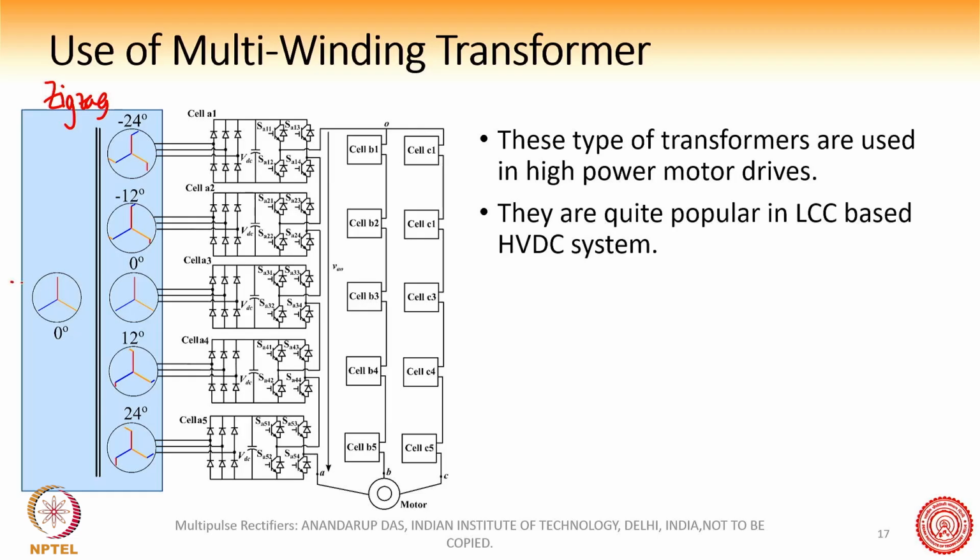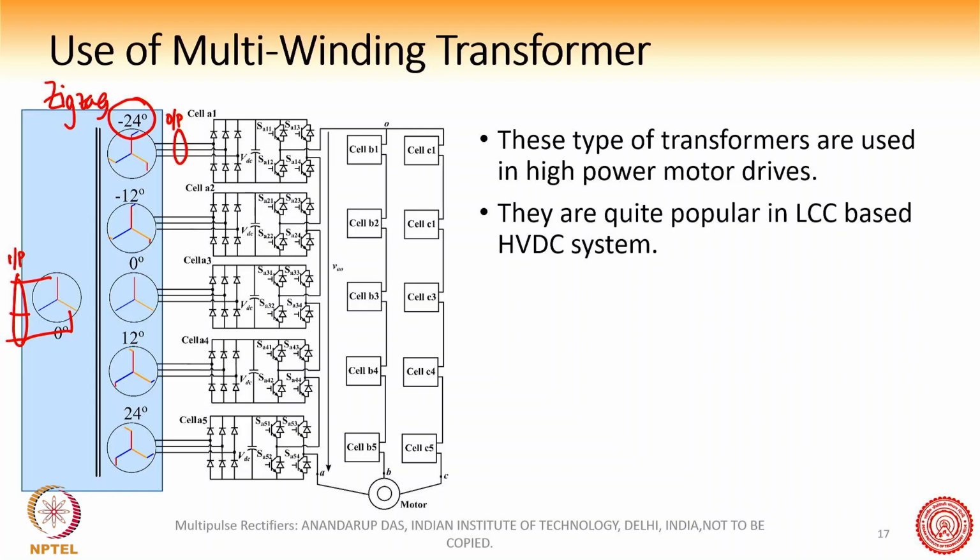So if you see here, in this zigzag transformer, there is this input line voltage here, and then there is an output line voltage. Okay, and this angle here indicates that there is a phase shift between the line voltages of the input and the output. So this is the input and this is the output, and the phase shift between these two line voltages is minus 24 degrees, which means the output is lagging the input voltage by 24 degrees.